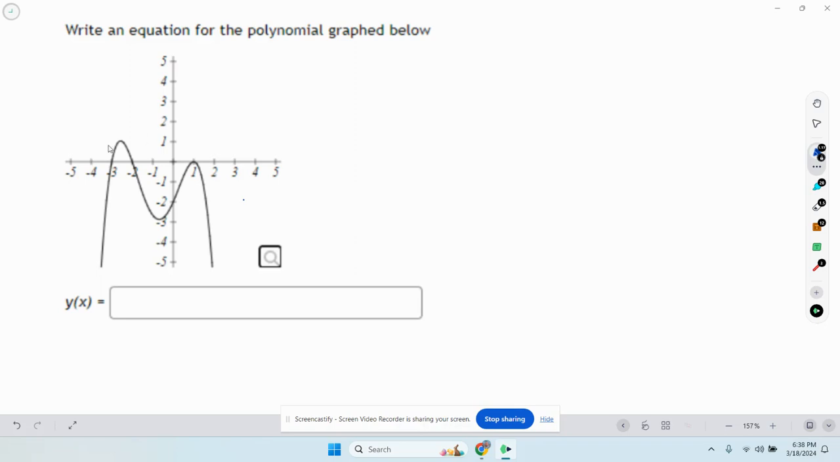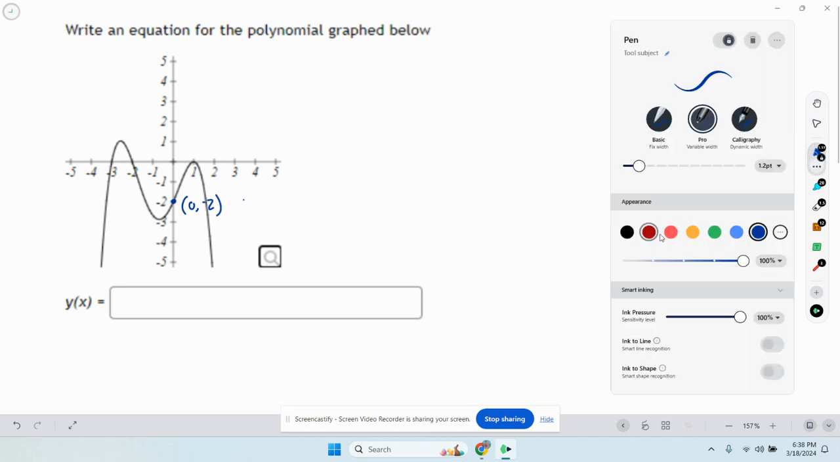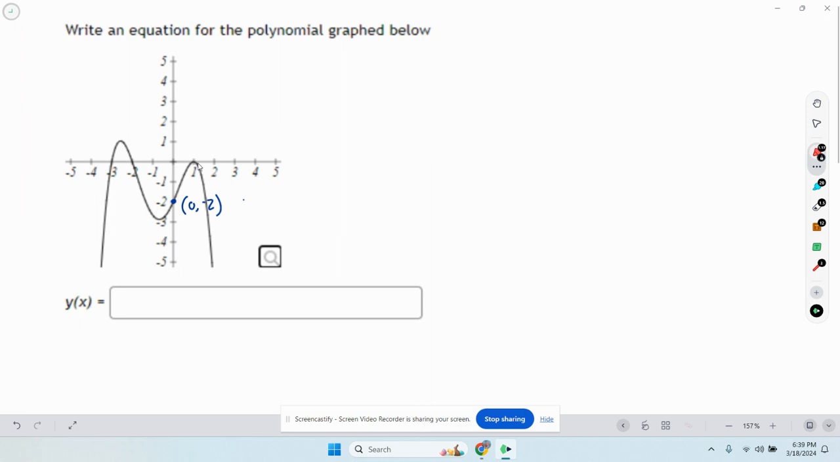Okay, so when you're given the graph of a polynomial and you want to find the equation for it, there's only really a couple things you can take from the graph, and those are the intercepts. If I look at first the y-intercept where it crosses the y-axis, that's going to be at the point (0, -2). And I have my x-intercepts. This is (1, 0), and this is (-2, 0), and this is (-3, 0).